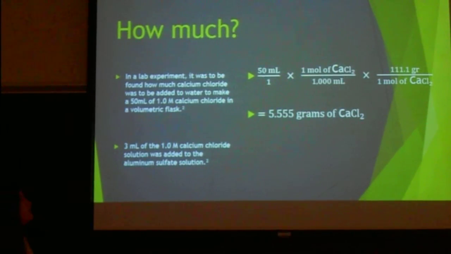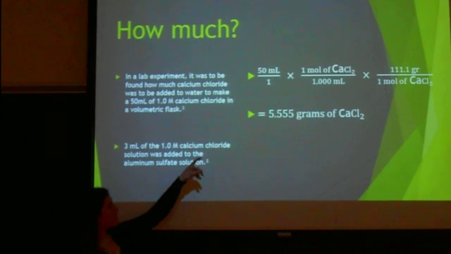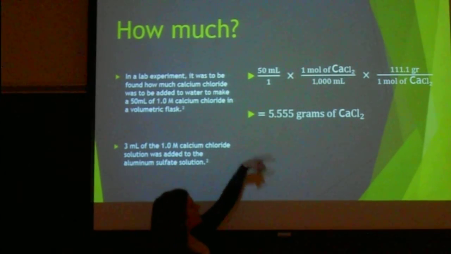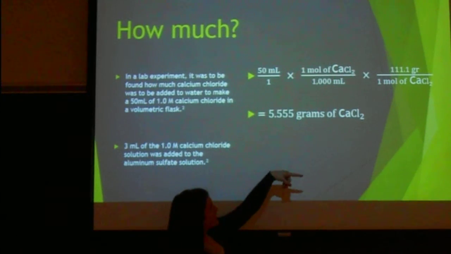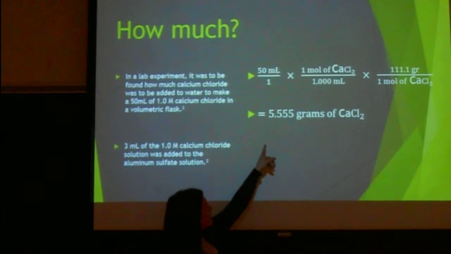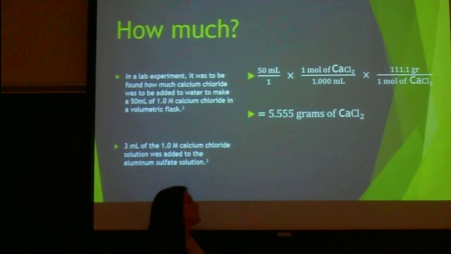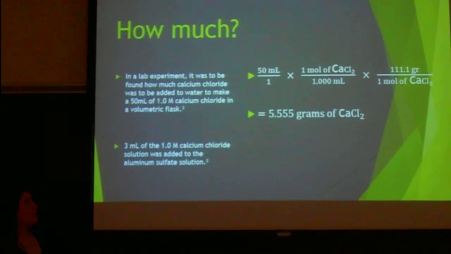How much of each? In the lab experiment, it was to be found how much calcium chloride was to be added to water to make 50 milliliters of a 1 molar calcium chloride solution in a volumetric flask. And here's our equation that we use. The milliliters cross out and the moles cross out to get grams, and we get 5.55 grams of calcium chloride. And 3 milliliters of that was added to the aluminum sulfate solution to get our reaction.